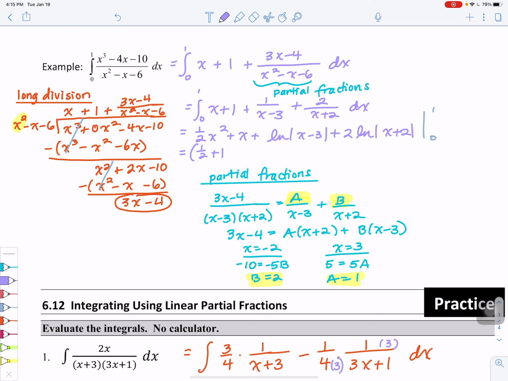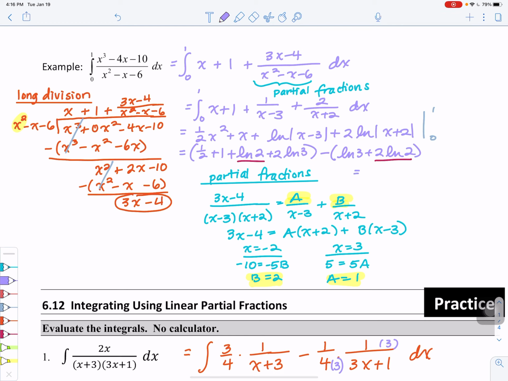1/2 plus 1 plus ln of 2 plus 2 ln of 3. And now I'm going to plug in 0, and of course these will be gone when I plug in 0. So I have ln of 3 plus 2 ln of 2. Okay, so now we can go ahead and combine some of these. We have an ln of 2 here, and we have negative 2 of them there when you distribute that. So that's going to be a negative ln of 2.